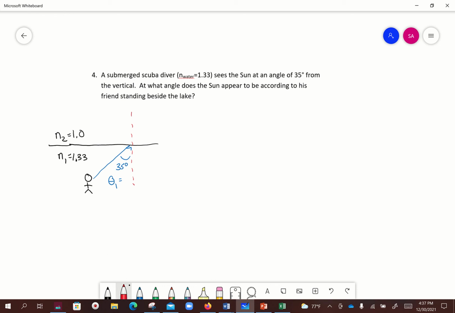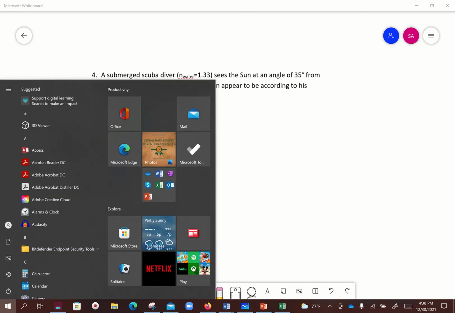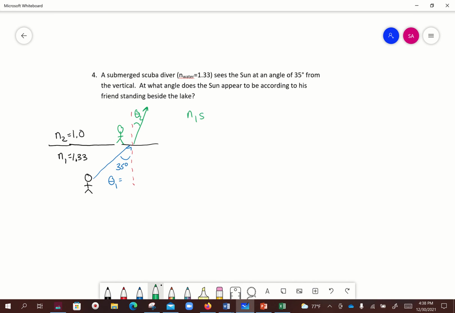if he's got another buddy who's standing over here, and his buddy's looking, let me make it green. So here his buddy's green. What angle does his buddy see that the sun is actually at up in the sky? All right, so what's theta 2? So we've got N1 sine theta 1 is equal to N2 sine theta 2, and I've got the two indices of refraction, N1 and N2, and theta 1, I need to find theta 2.